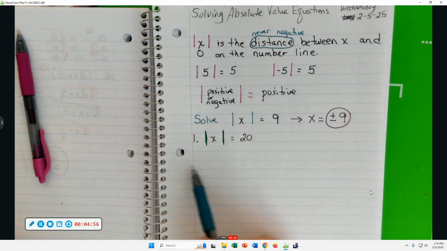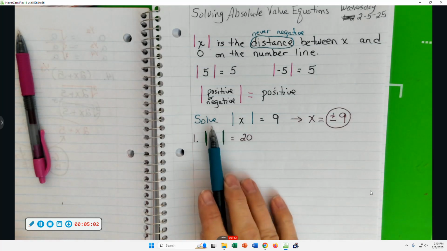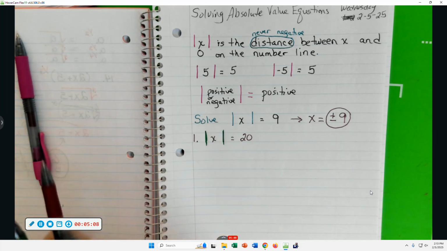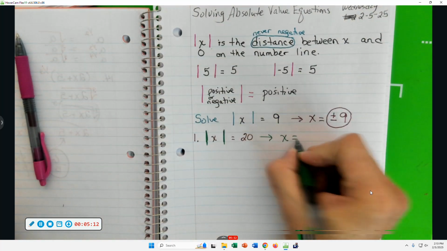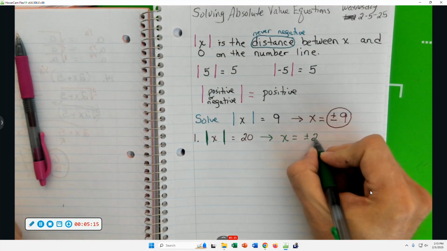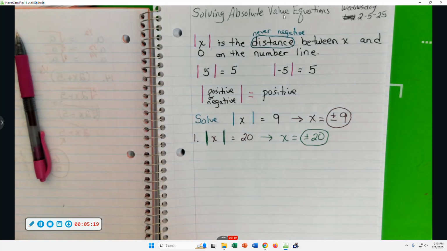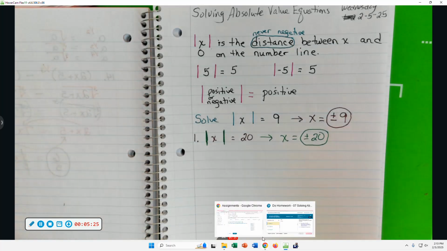What numbers can you take the absolute value of and get 20? There's only two of them. Positive 20 or negative 20. The formal name in this assignment is equals positive, equals negative. That's solving absolute value equations. You're going to remember it's going equal positive, equal negative.